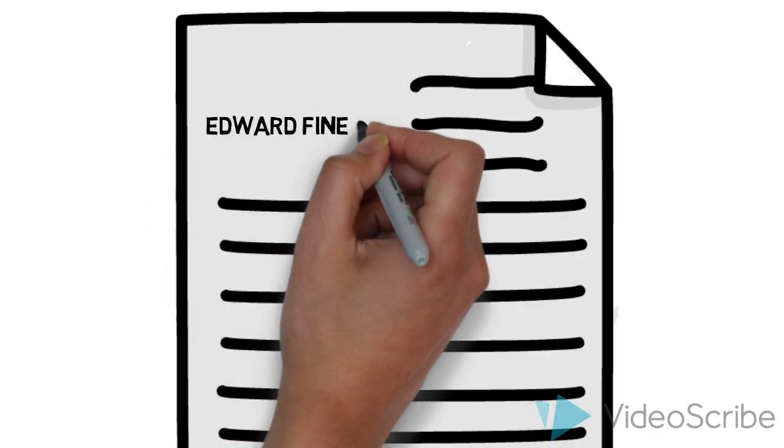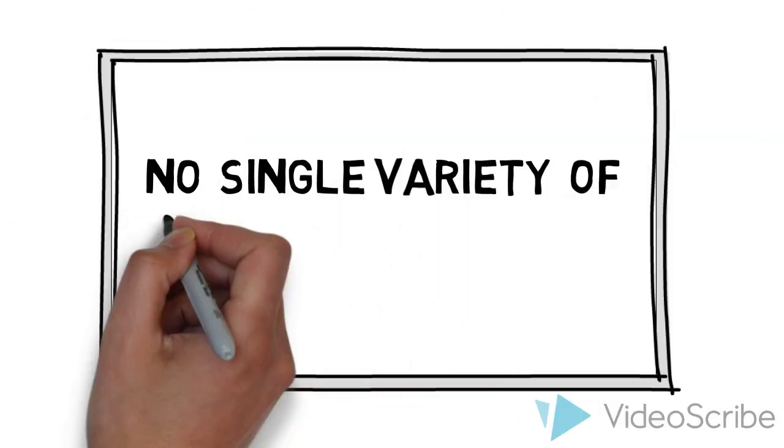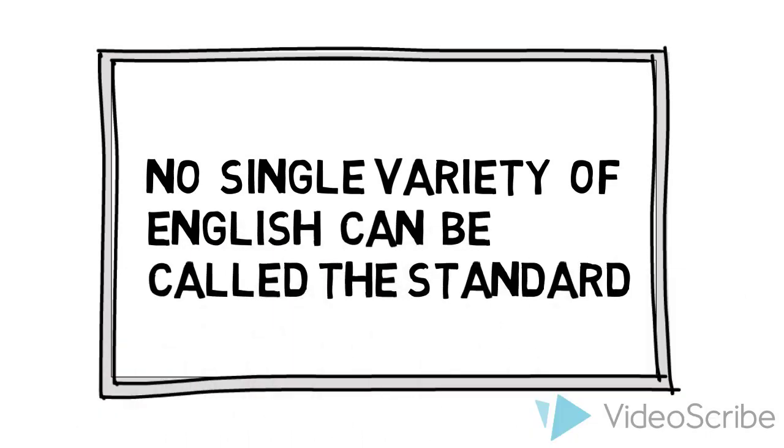As stated in another D2L article written by Edward Finnegan, no single variety of English can be called the standard. Because languages rely essentially on arbitrary signs to accomplish their work, there is no justification for claiming there is only one right way to say something.